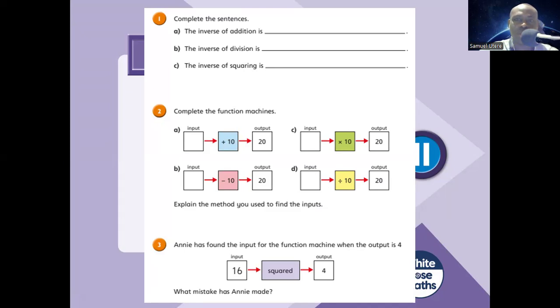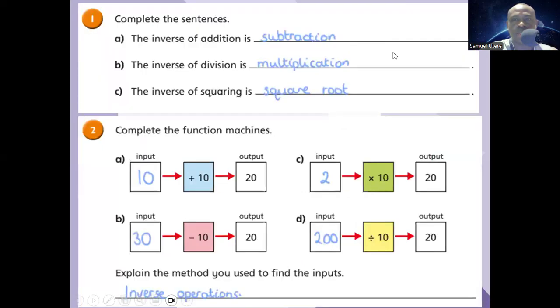But I'm going to reveal the answers anyway. Okay, so make sure you're disciplined. Pause the video, work through the questions before you reveal the answers to mark your work. So here are the answers for question 1 and 2.